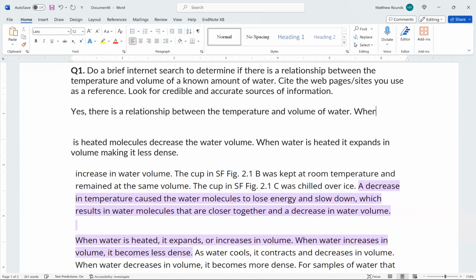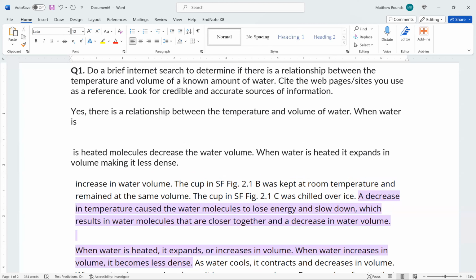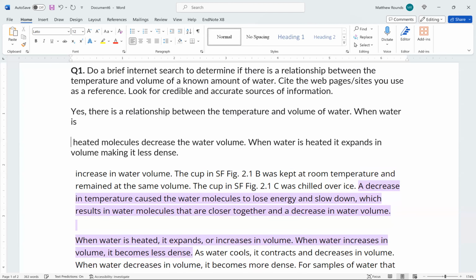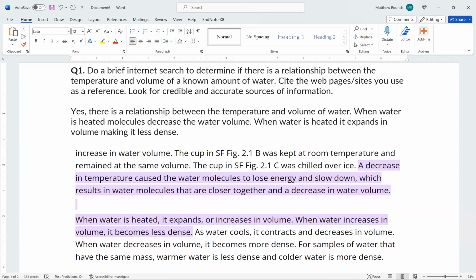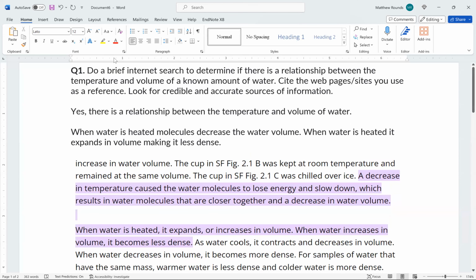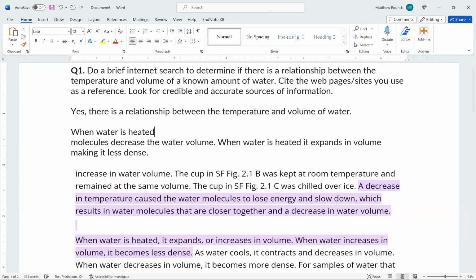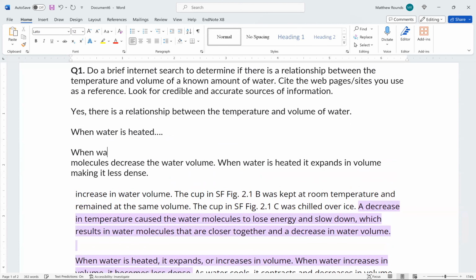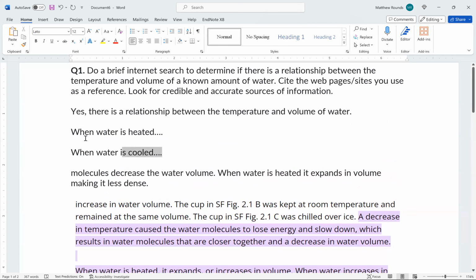And you've answered it here. When water is heated, what happens? The molecules decrease the water volume? When water is heated, water increases the volume. Right. So what you have here doesn't say that. You want to have two sentences. When water is heated, dot dot dot. When water is cooled, dot dot dot. So I'm asking you to finish those sentences here. Got it. And they can be very much the same.